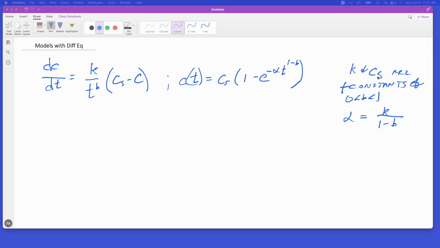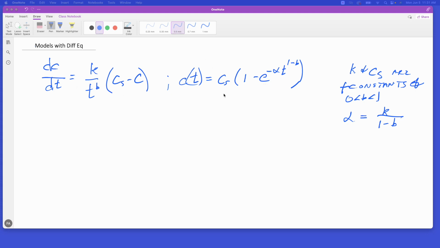C sub S would be the initial concentration of the medication. This is, you take a Tylenol, you're taking 500 milligrams of Tylenol, C sub S is 500 milligrams, that's a constant that's not changing through the rest of this problem. So the concentration in your bloodstream that got hit, that initial hit was 500 milligrams, or whatever the case may be.